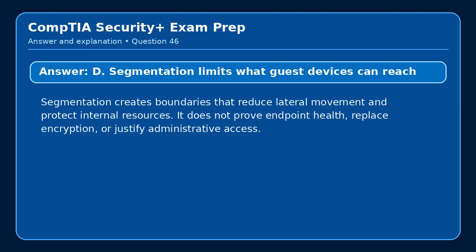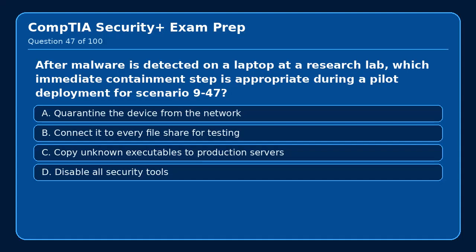Question 48. Which vulnerability scan type gives an insurance firm deeper configuration findings on authenticated servers while documenting the incident ticket for scenario 9 to 48? A. Phishing simulation only. B. Screen capture scan. C. Credentialed scan. D. Uncredentialed external ping only.